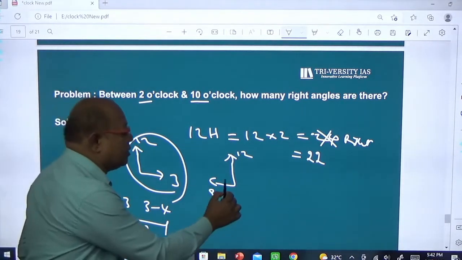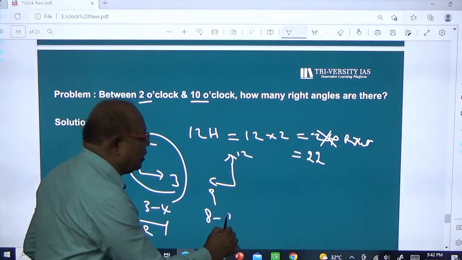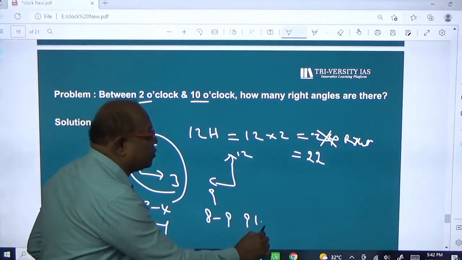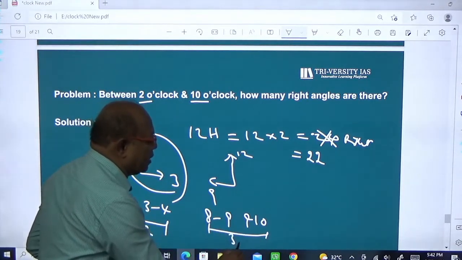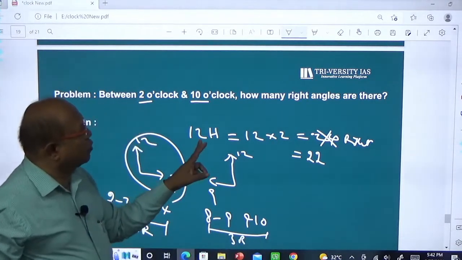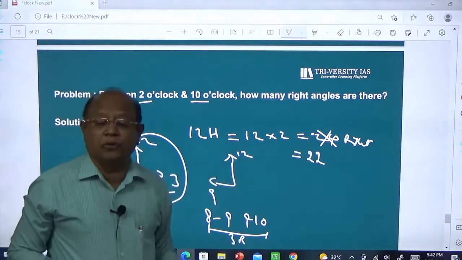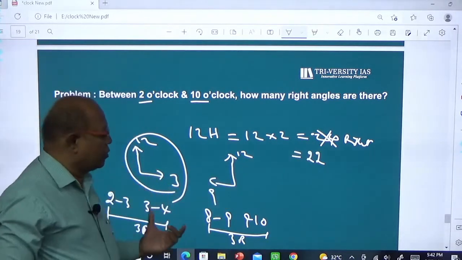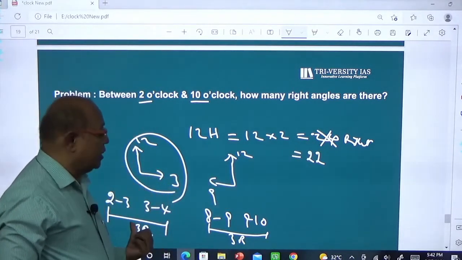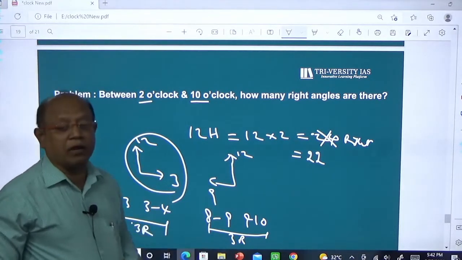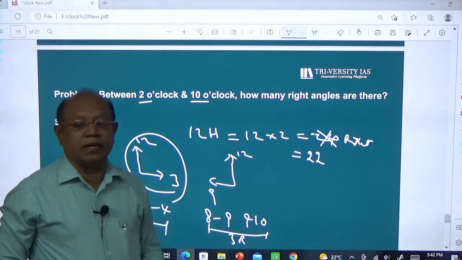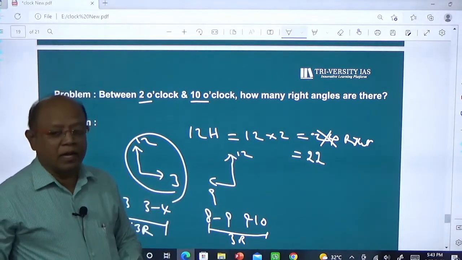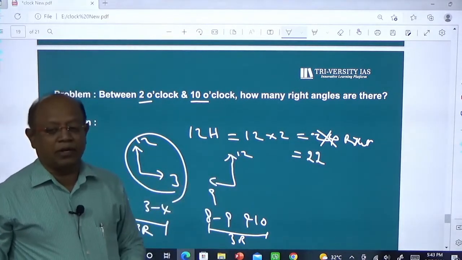Similarly, this 9 o'clock is common to 8 to 9 and 9 to 10. So from 8 to 10 again there are 3 right angles. So 12 hours means 12 twos are 24 right angles. No, as we have counted 3 o'clock twice and 9 o'clock twice, we have to reduce 2. So only 22 right angles. So in a day there will be 2 22s are 44 right angles.